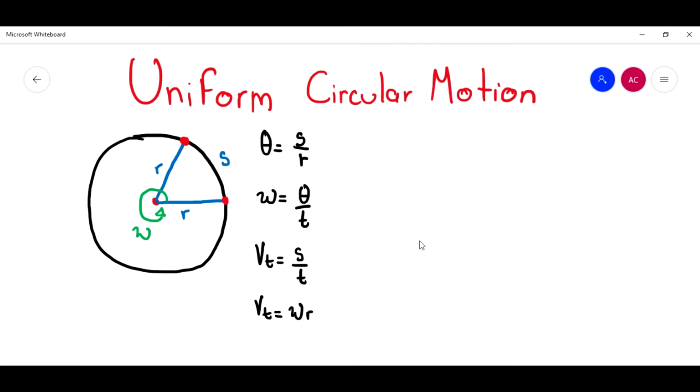Hi guys, welcome to the second part of the explanation of the uniform circular motion. Okay, so this is the second part of the theory.